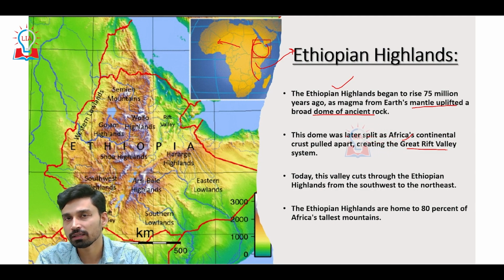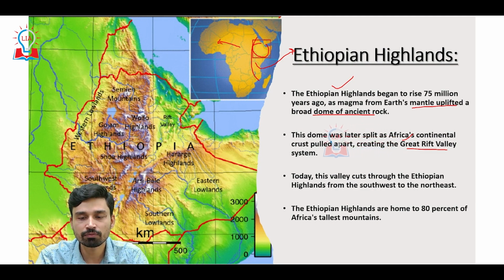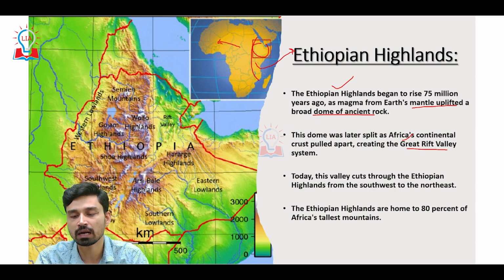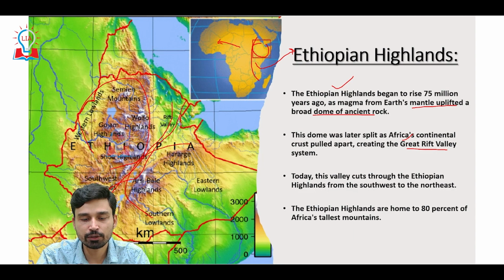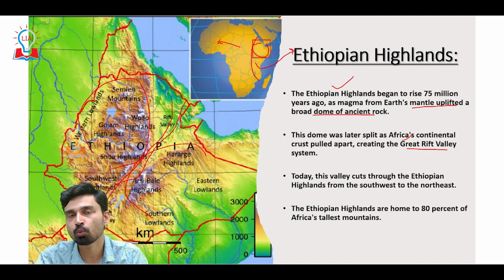Due to the accumulation of water in this Great Rift Valley system, a large number of lakes have also developed in this area. Lake Victoria is one of the most important lakes of this region and also one of the largest lakes of this particular region. Today, the valley of this Great Rift Valley cuts across the Ethiopian highland, as you can see from here, from the southwest to the northeastern region. So, as you can see from this particular map, on one side you have this highland, on the other side you have this highland, and then in between, you have a rift valley system where the accumulation of water has created different types of lake.